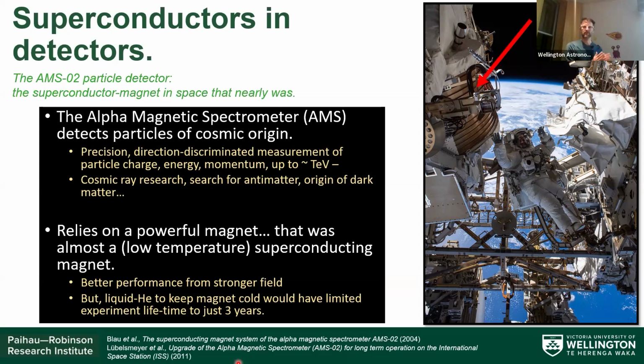It relies on a powerful magnet, and it was almost going to be a low temperature superconducting magnet. They built the magnet, designed it. It would have given the instrument better performance, but right at the last moment, they decided it wouldn't allow the instrument to operate as long as they had wanted, for various reasons. That's because to keep this superconductor cold, they need a lot of liquid helium, a lot of cryogens that would have boiled off over time and wouldn't have given the lifespan they wanted for this instrument. That's a reason why the technology we're developing is interesting: you can get away from these liquid cryogens, which limit your lifetime.